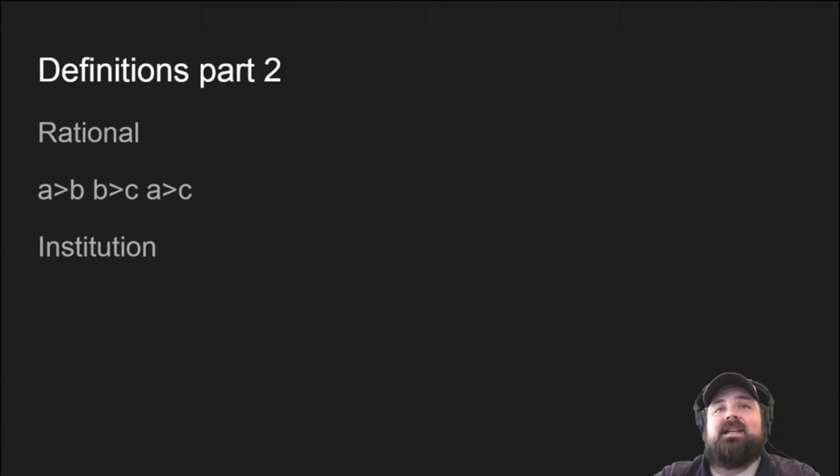Okay, here's our next set of definitions that I want to make sure we all have, and we're using the same way. The main one that I'm talking about here is rational. And what rational means is that you have preferences, and two, these preferences carry over. So the way that works is, well, what I have illustrated right below the word rational. A is greater than B, B is greater than C. So therefore, A is also greater than C.